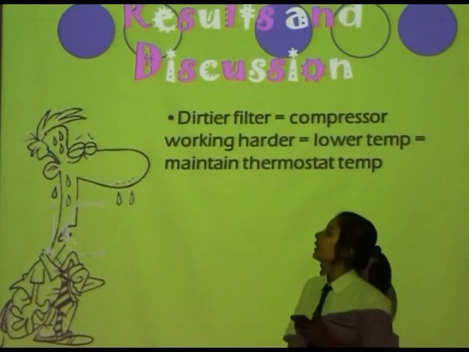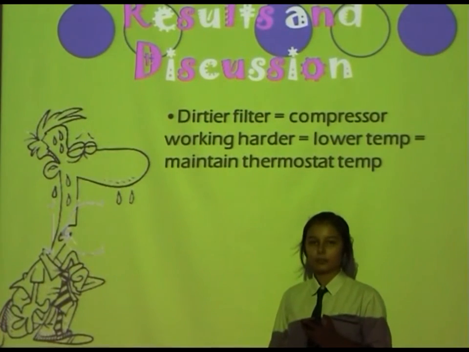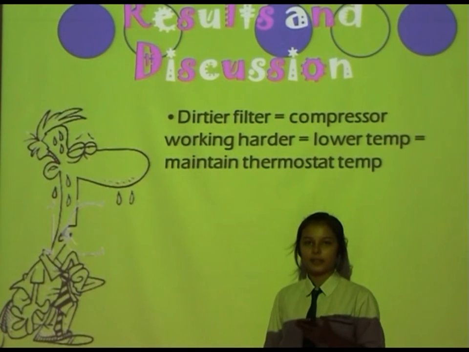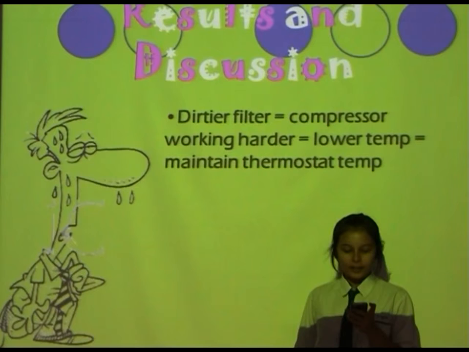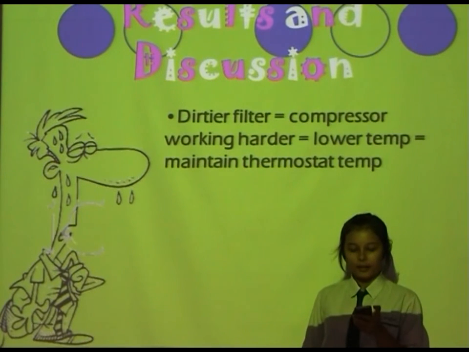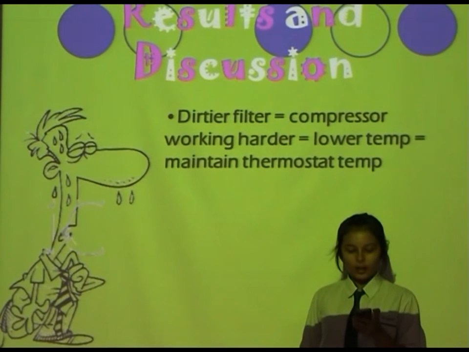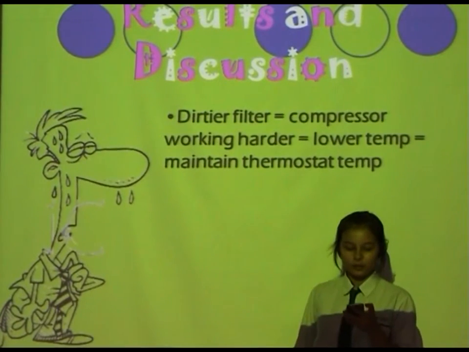In conclusion, the dirtier the filter, the harder the aircon compressor has to work to maintain the same temperature. For example, if we set the aircon at 25 degrees Celsius and the filter is dirty, the aircon compressor has to work harder to obtain the same temperature, which is 25 degrees Celsius.